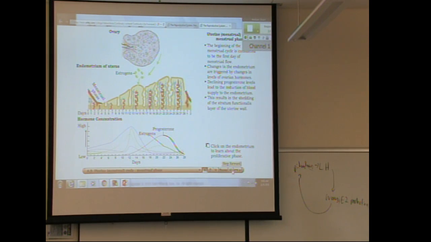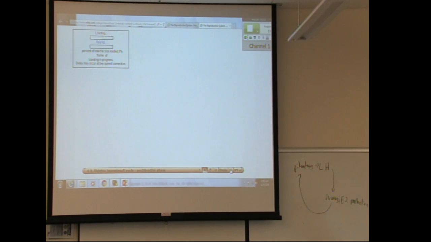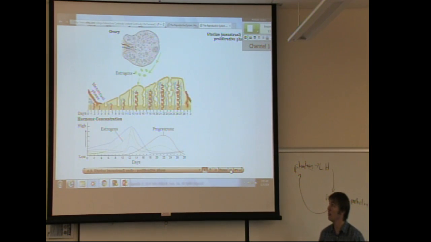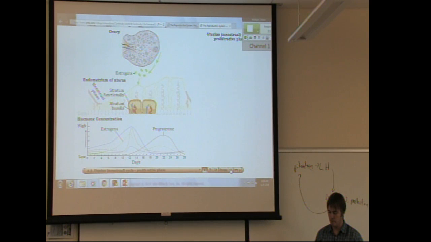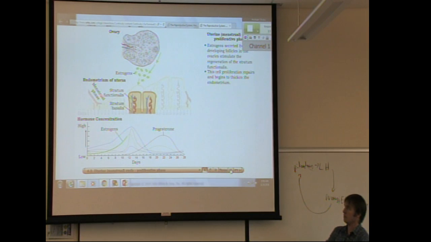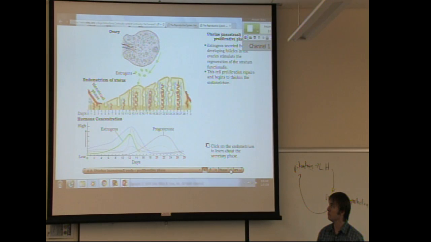All right, so what about proliferative? After menses, the proliferative phase of the uterine cycle begins. In response to estrogens secreted by the maturing ovarian follicles, the cells of the stratum basalis proliferate, regenerating the stratum functionalis and repairing the endometrium. All right, so what would you say is happening then? What's the signal? Right, so estrogen.